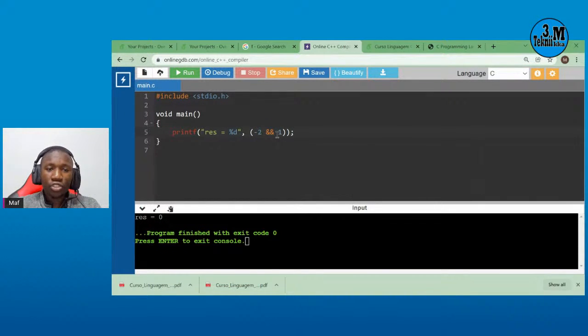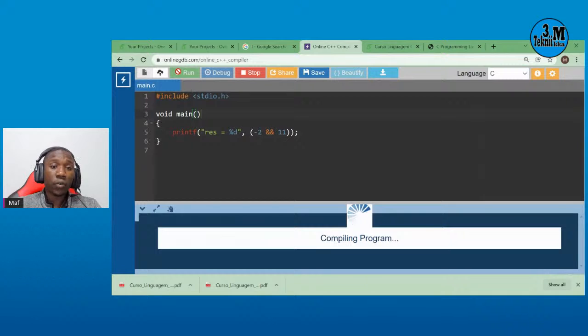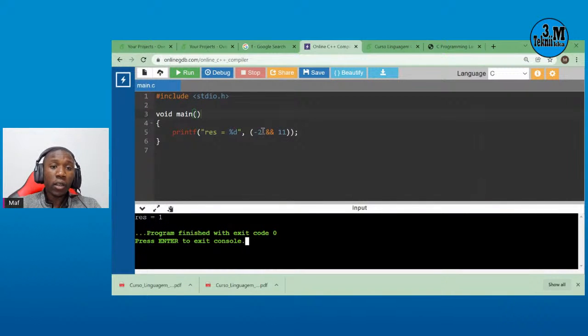And this is also true. Any number which is not 0 is true. Okay? The only number which is false is the 0 itself.